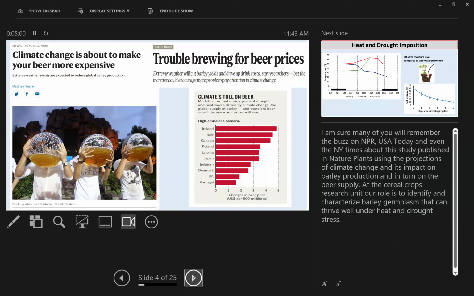So this is a very theoretical paper, just based on climate projections. They come up with this idea of how much the barley will be costing, and in turn, the impact on the beer prices, okay? The most important thing for me here is to point out, it's in small text there, it is during years of drought and heat waves, okay? It's not drought or heat. It's this combination, okay? We need to take that into consideration when we are talking about climate change.